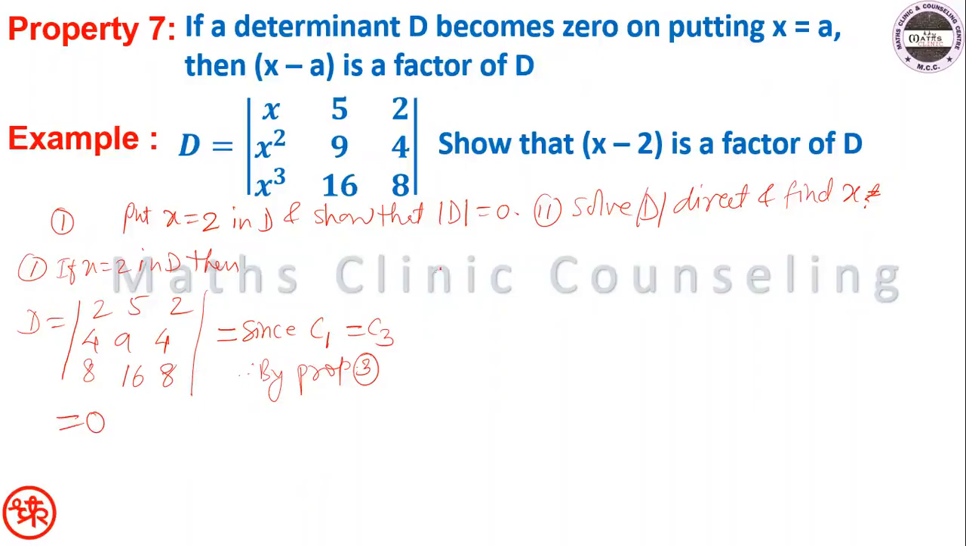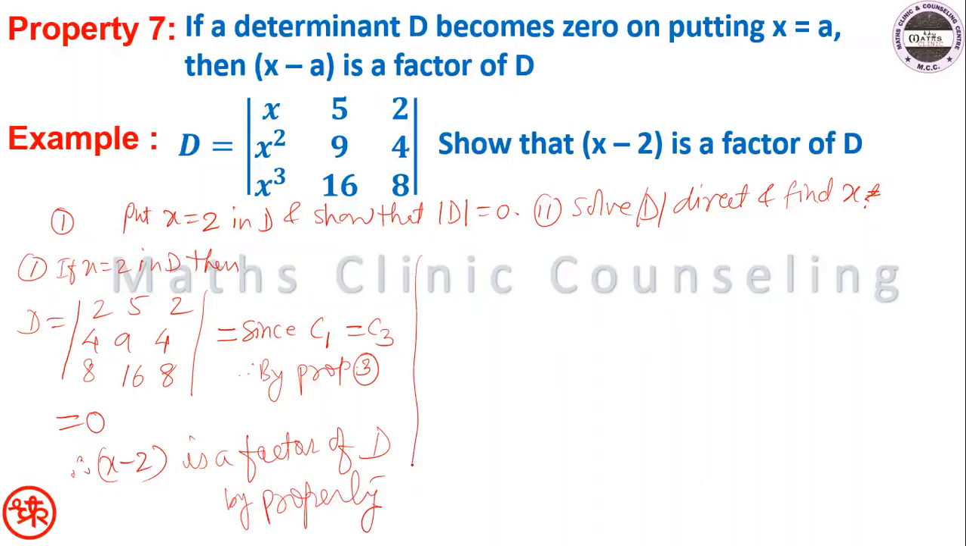So that is done. Is that clear? The determinant of D is 0, and therefore x minus 2 is a factor of D by property. Is that clear? Now let us see the second part. What is the second part now? Second part we solve directly.